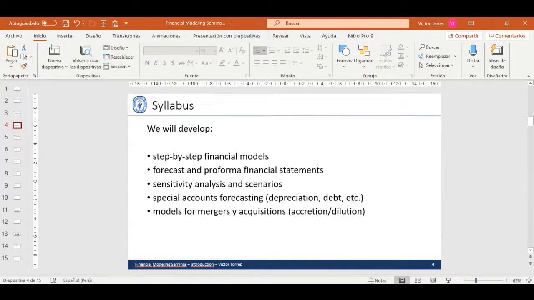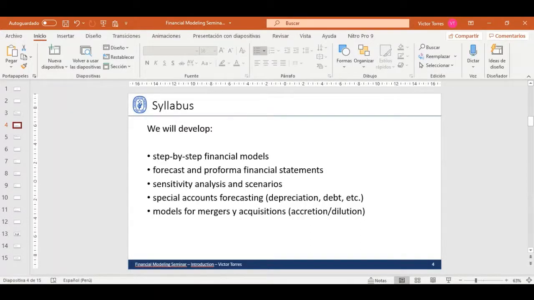We're also going to analyze some particular accounts, right? When we forecast depreciation or when we forecast debt, you usually have to develop a different tab and figure out a schedule for this, right? We are trying to come up with the free cash flows, the cash flow that you're going to be using for the typical valuation that we're going to be performing. We're also going to drill into what an M&A model is, right?